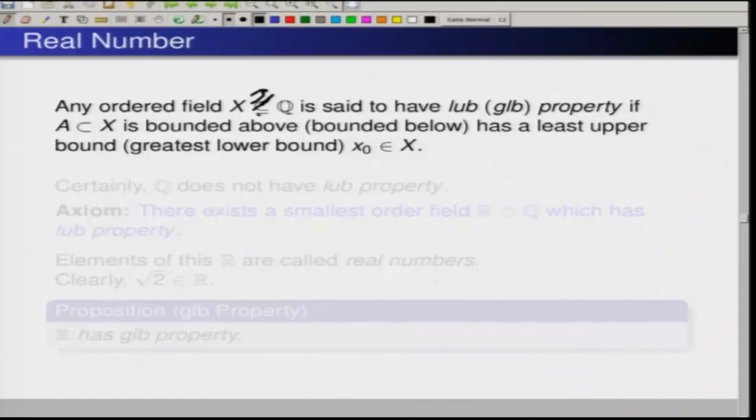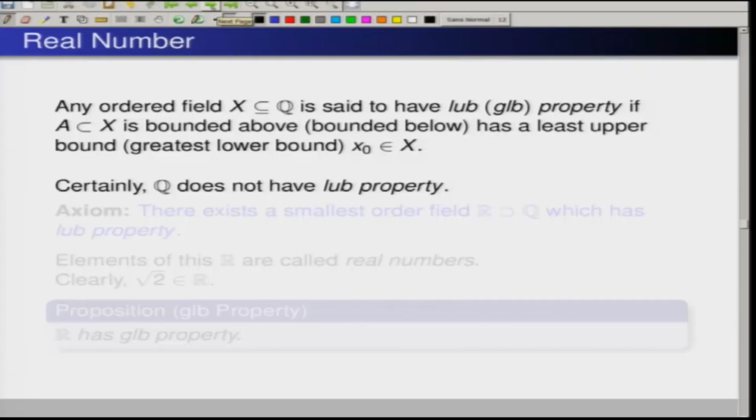What we have seen in the previous slide earlier is that Q does not have the least upper bound property. Naturally, what we lack in the set of rationals, we will now try to have in our larger set X. There we have seen that if we include this least upper bound property, then automatically root 2 is going to be a member of the larger class X.